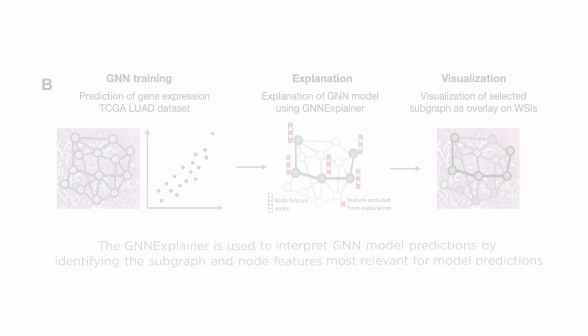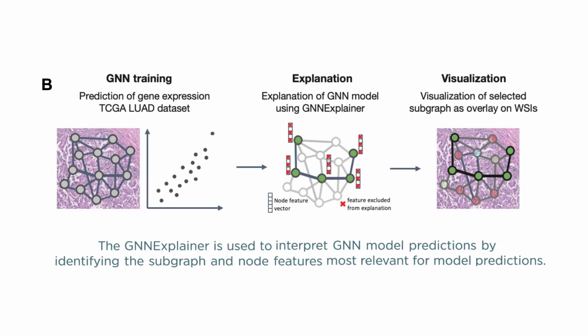We then apply a method called GNN explainer to interpret our GNN models. GNN explainer picks out important node features as well as important edges that we can visualize on top of our histopathology images. So this approach is different from a lot of black box machine learning models. We are able to visualize the important regions that we use to predict gene expression.